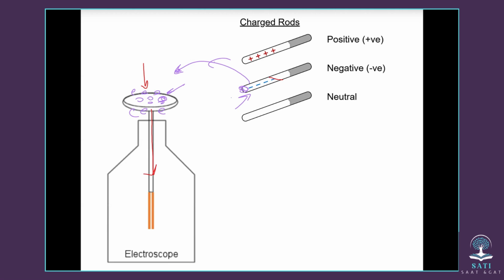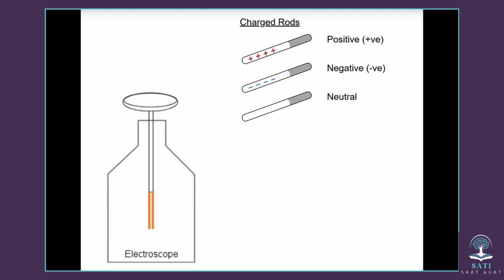When they move down, on this disk the number of electrons will be less than protons. So protons are more, so this one will be positively charged. When these electrons are moving down, as you see, they go into the leaves. Then in the leaves the number of electrons will be greater than the number of protons. So these two leaves will be negatively charged. When they are negatively charged, they'll repel each other, so these two leaves will be opened and spread away from each other.